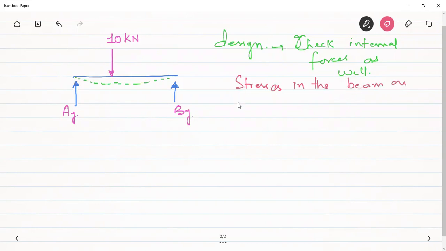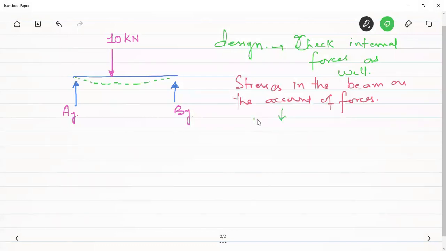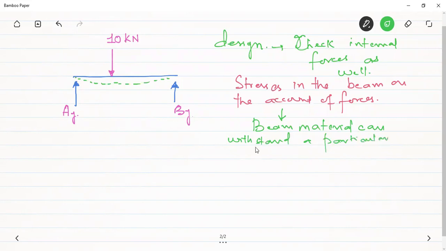On account of the forces, the beam material can withstand up to a particular value of stress.